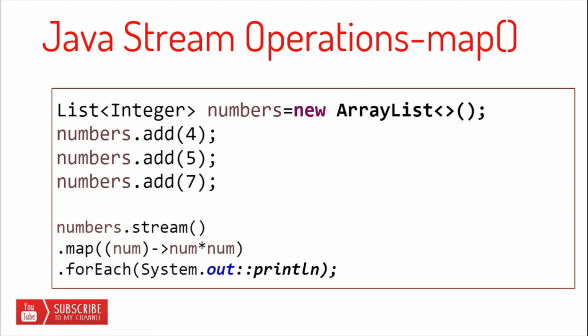So here you can see one more thing. forEach, as we have already discussed, is a terminal operation, but map is an intermediate operation. That means we can apply some more functions after mapping it. Okay, so once it is done, we will be able to see 16, 25 and 49 as an output.